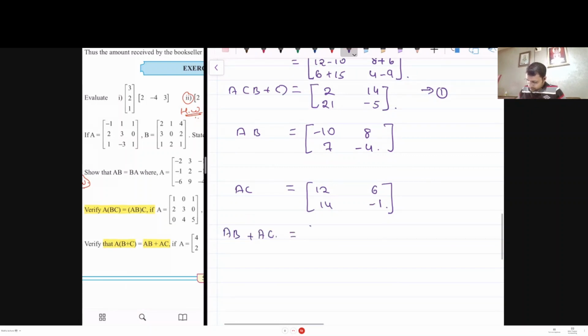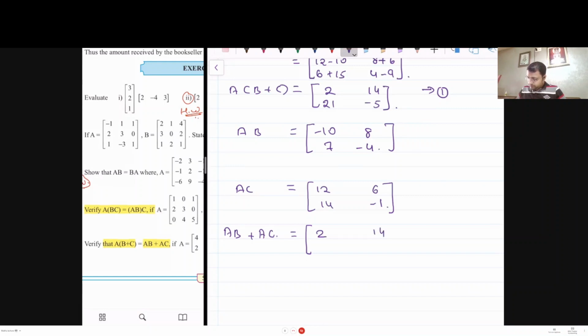So this is just going to be 10 and minus 10 and 12. Again, this will be 2. 8 and 6, 14. 7 and 14, 21. And -4 and -1, that is -5. Yes, you are correct. So from equation 1 and equation 2, you can just say over here that A into bracket B plus C comes out to be equal to AB plus AC. Simple.